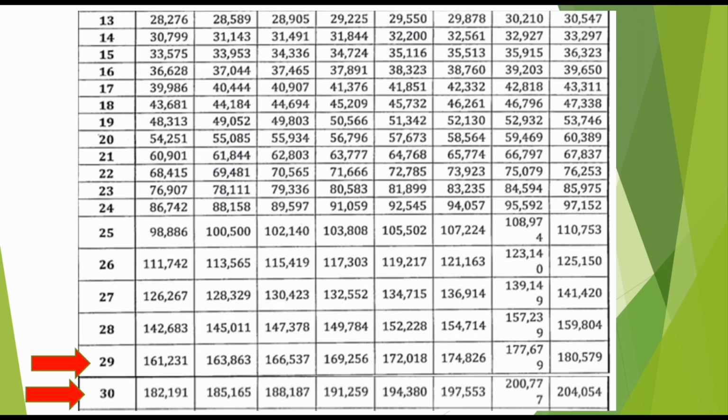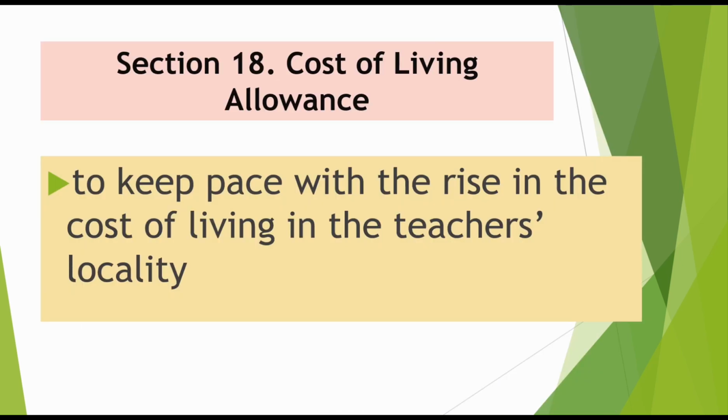To inspire you, some professors in our college fall on salary grade 29 to 30, in which their salary ranges from 161,000 to 182,000. Let us move on to cost of living allowance. Why is this given to government employees? For them to keep pace with the rise in the cost of living in the teacher's locality.